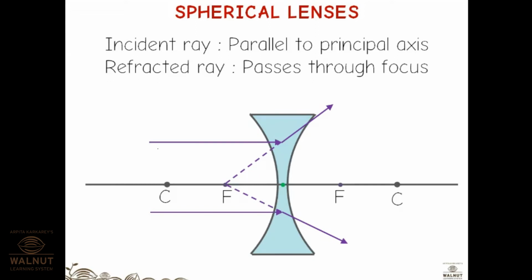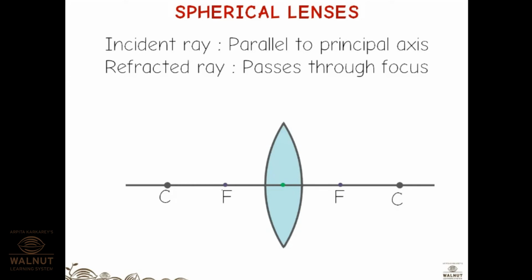I'll repeat one more time. Incident rays are parallel to the principal axis. Okay? In a concave lens, when these incident rays pass through, the refracted rays are going to get diverged. They will not meet at one point. They will move away from each other. But if you try to extrapolate backwards, you will see that they get focused, or collected, on one point. That is called the principal focus.